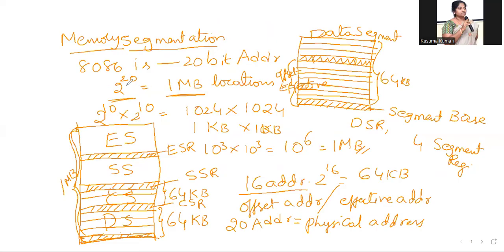The 8086 microprocessor has 20-bit address lines, so it can identify 1 megabyte of memory locations. This 1 megabyte of memory is divided into logical segments, and the main segments are the data segment, code segment, stack segment, and extra segment. Each segment size is 64 kilobytes.